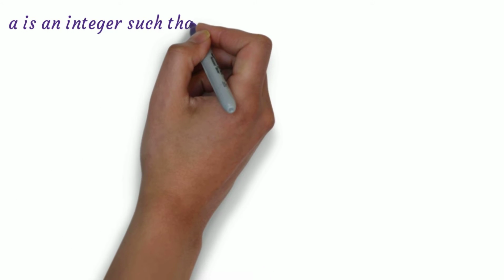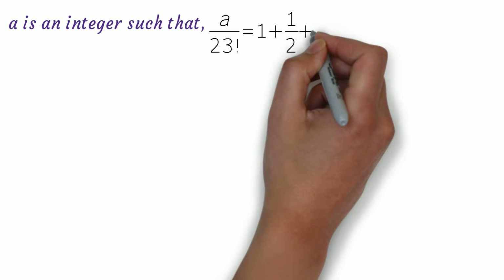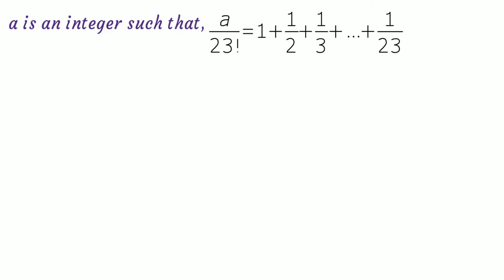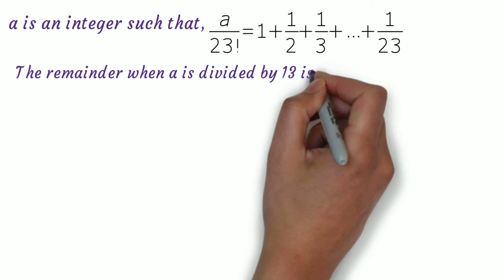a is an integer such that a by 23 factorial equals 1 plus 1 by 2 plus 1 by 3 plus so on till 1 by 23. The remainder when a is divided by 13 is.